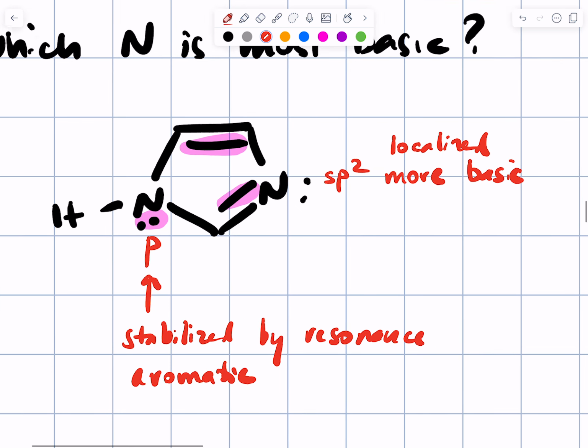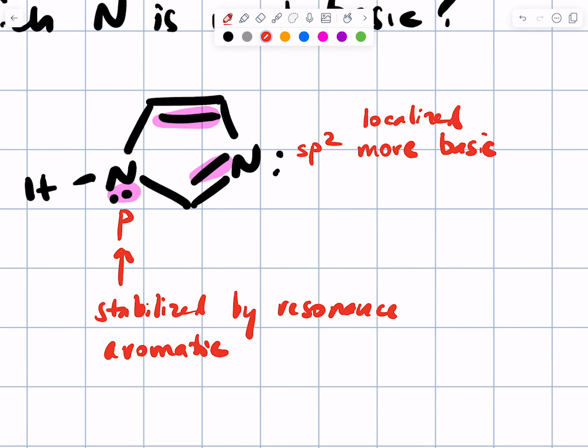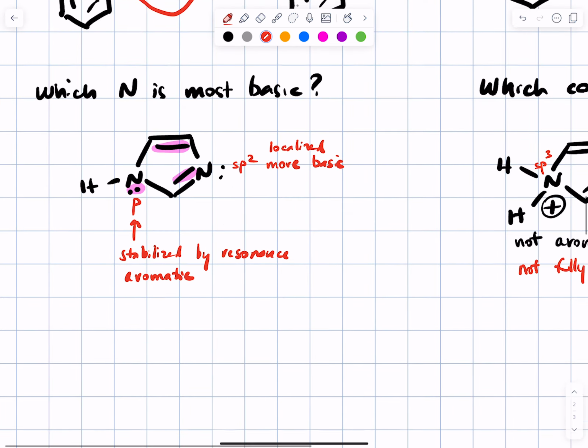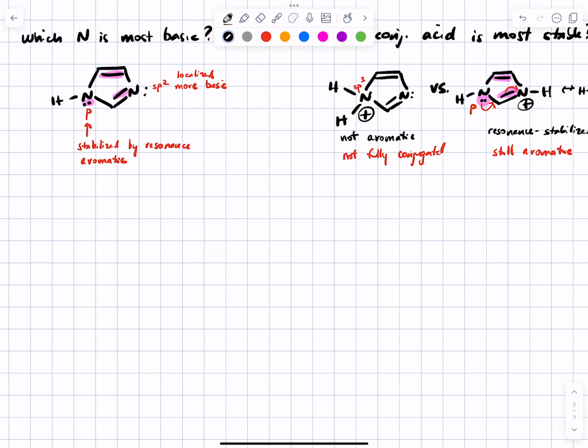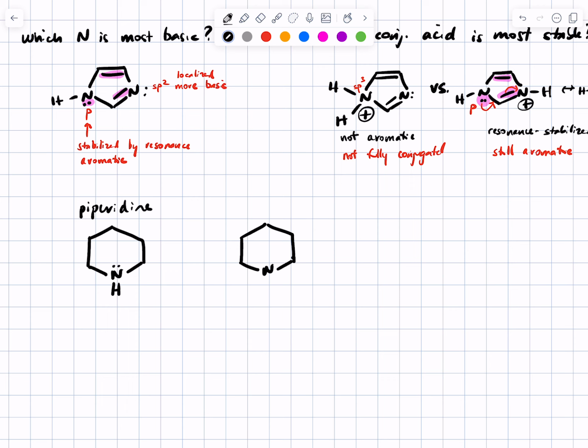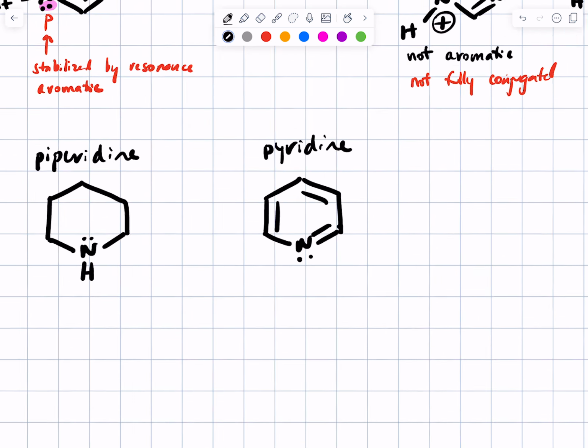Okay. Let's see, one more example maybe of basicity. And this is going to draw on a principle you learned in 351, but it's maybe been a while since you thought about it. So here is a base called piperidine. We actually use it in our lab for some things maybe we'll talk about later this semester. And here is another base called pyridine.